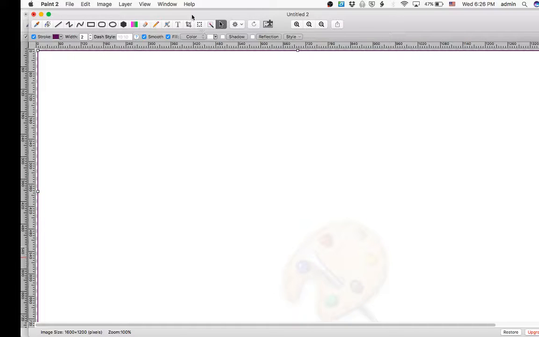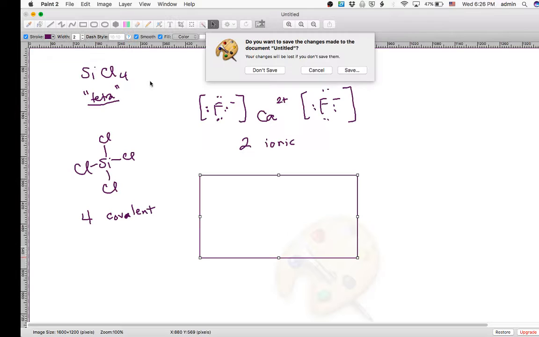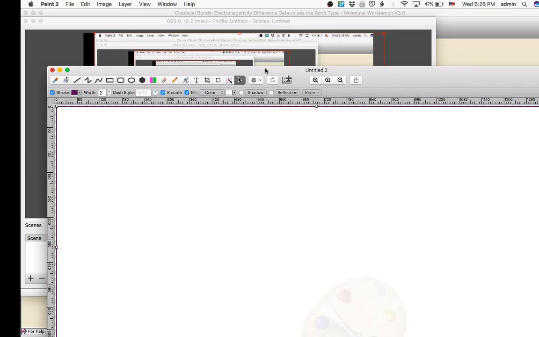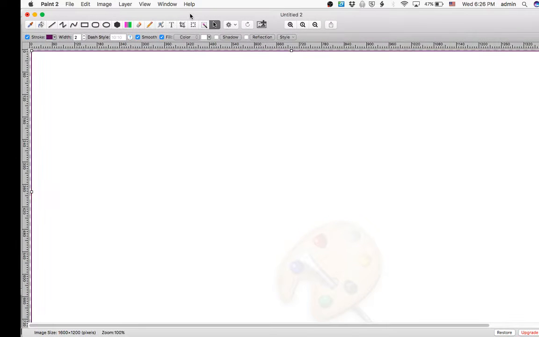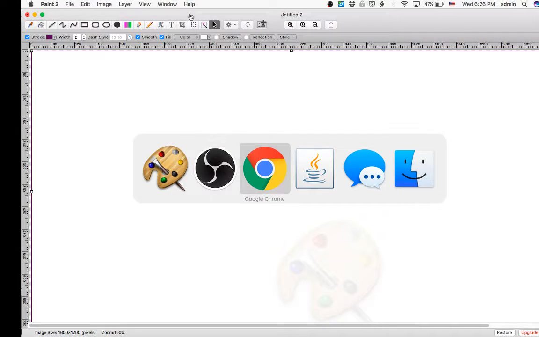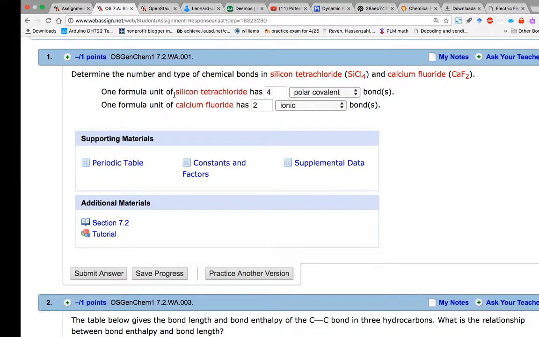So the first problem that you encounter on the WebAssign asks about chemical bonds. I have silicon tetrachloride and calcium fluoride, and you're going to have some other compounds. Here are the formulas conveniently given to you. Now let me show you how to figure this out.